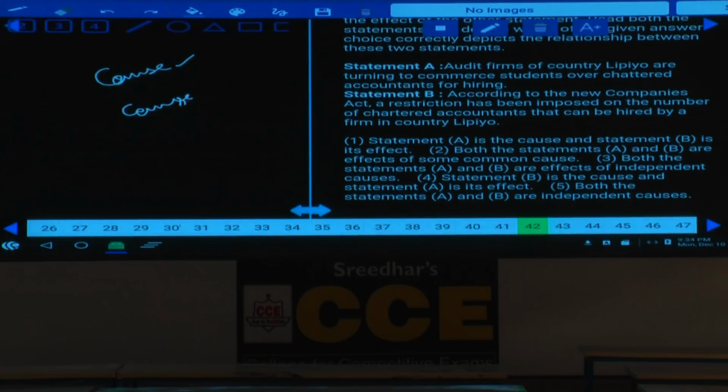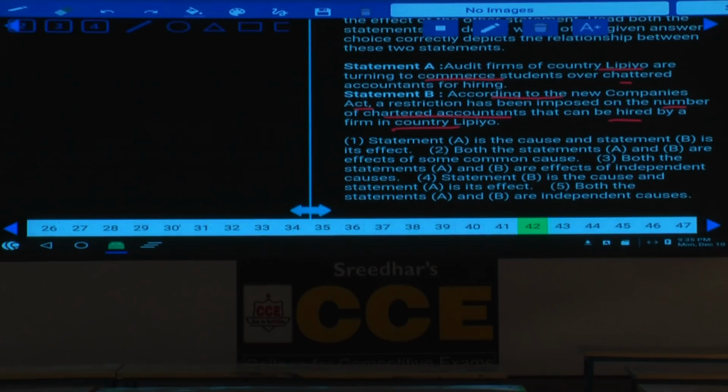Then question number 42. Now, in this question number 42, audit firms of country Lipio are turning to commerce students. Now, the audit firms of this country are turning to commerce students over chartered accountants for hiring. Now, they are hiring more and more commerce students than the chartered accountants. Why are they doing so? This is an effect. What could be the reason behind this? Now, in the second one, according to the New Companies Act, a restriction has been imposed on the number of chartered accountants that can be hired by a firm in country Lipio.